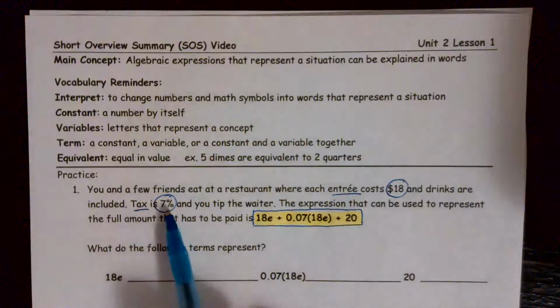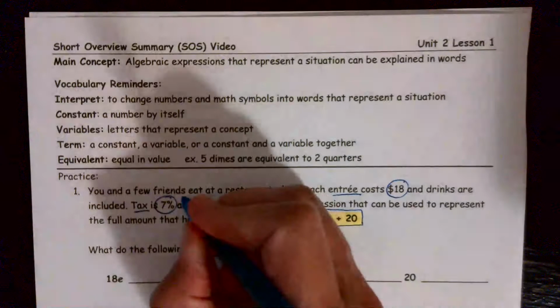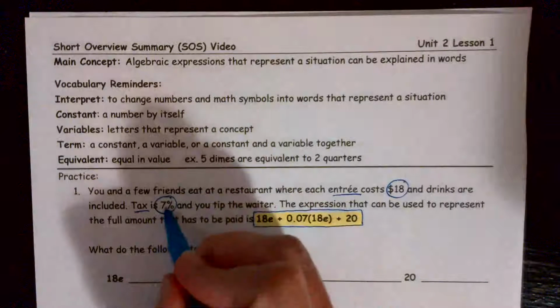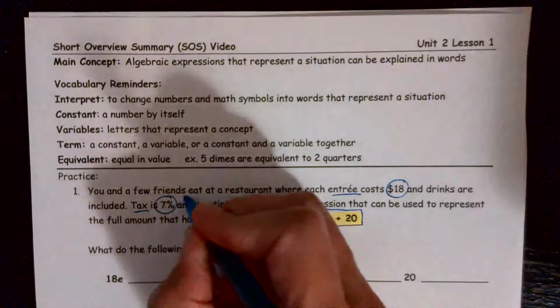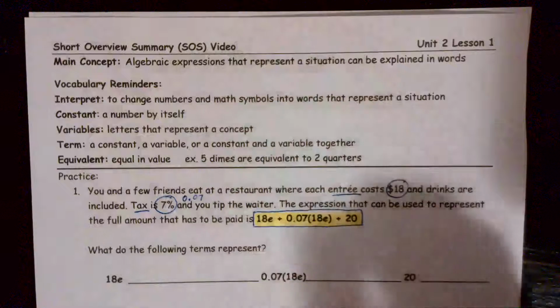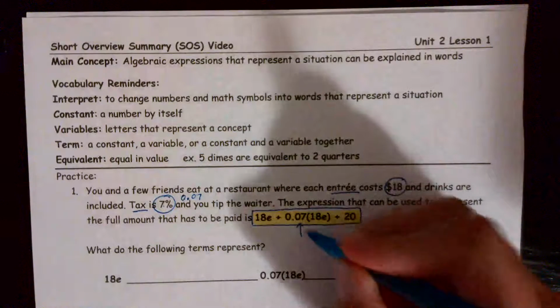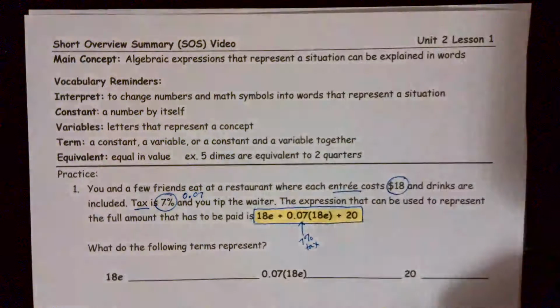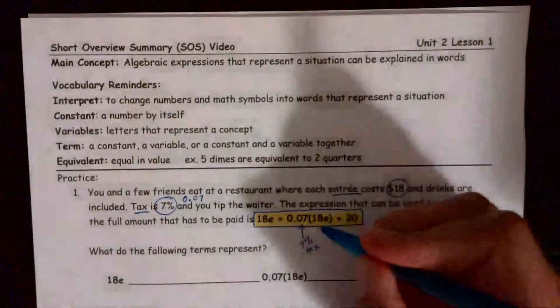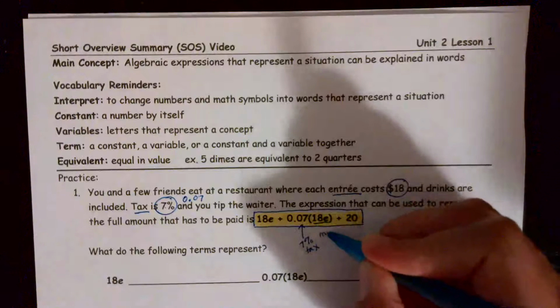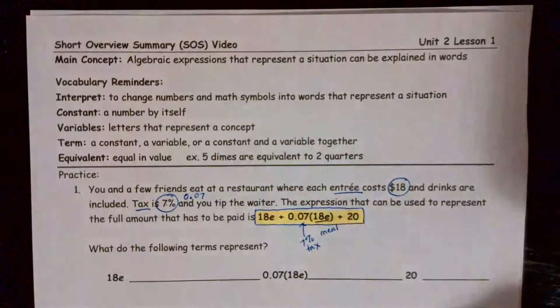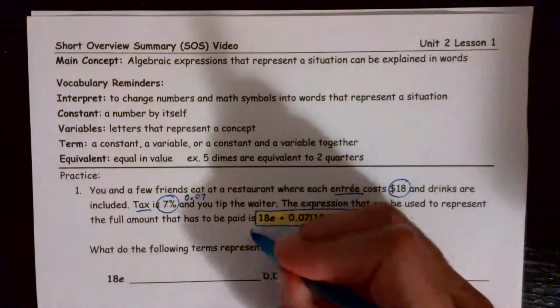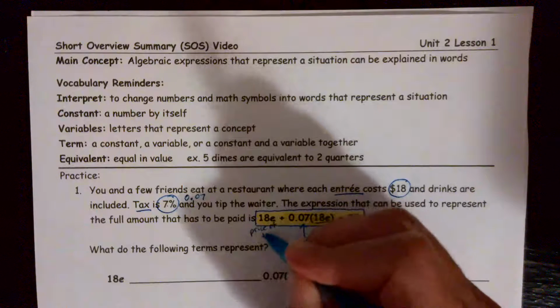So let's think about it. Tax is 7%. If I change 7% to a decimal, I move the decimal place over 2 to the left, and this becomes 0.07. So I know that's the 7% tax, and we pay tax on a meal in a restaurant. So this entire thing is going to be the price of the meal, which means over here also is the price of the meal.